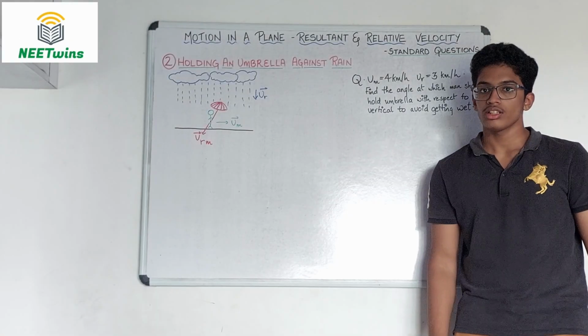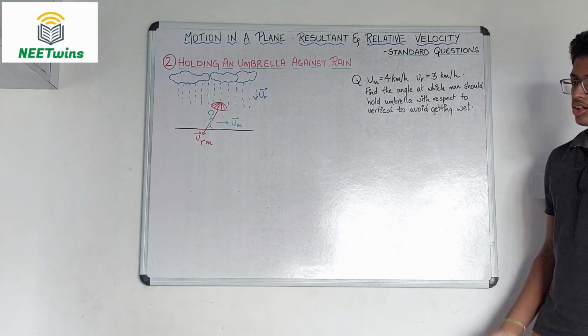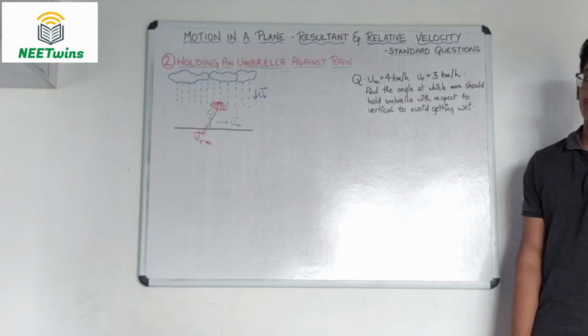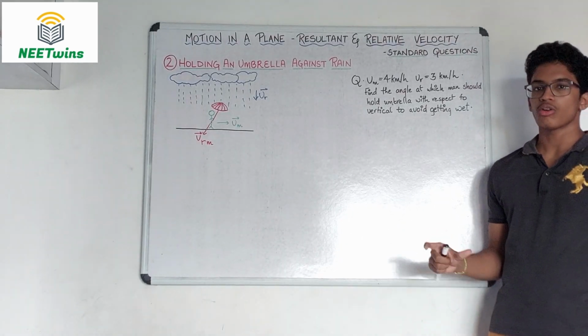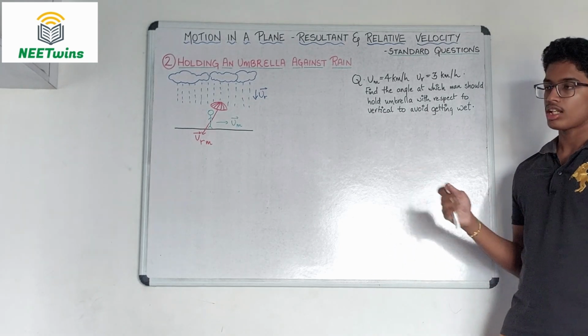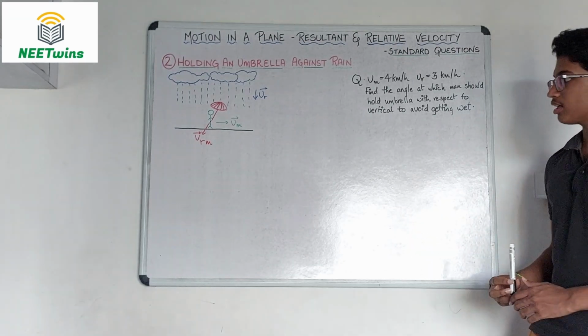Welcome back, guys. So in this part we're going to discuss another concept, that is relative velocity, and a standard question in that is holding an umbrella against rain, in which many students get confused with the angles and the direction as to how to take the relative velocity and how to find the angle with respect to the vertical. So we'll understand the concept first and then we take up a numerical.